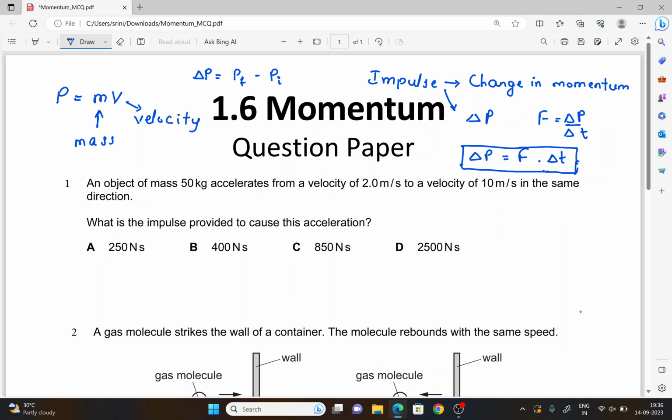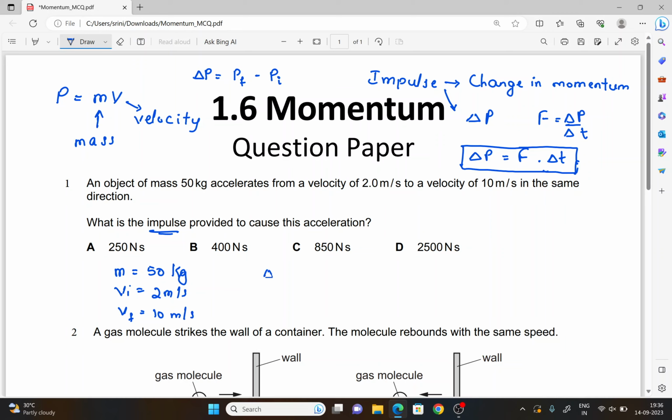First, we need to find the impulse of the object. We'll see what is given to us. We know the mass of the object. Mass is 50 kilograms. Then we have initial velocity is 2 meter per second, and final velocity is 10 meter per second.